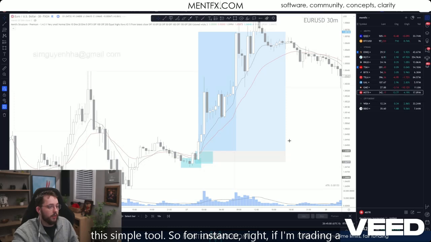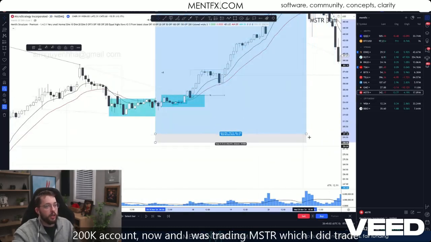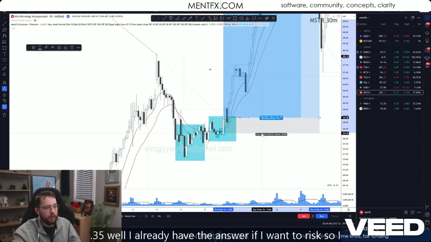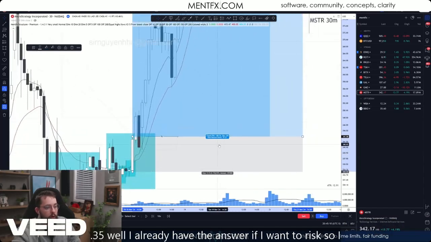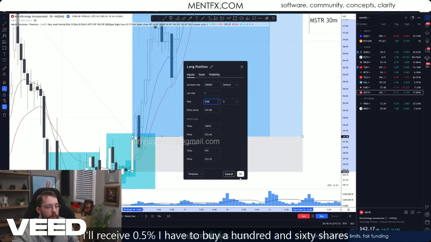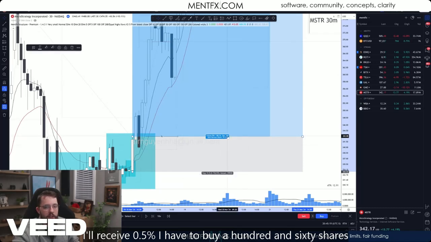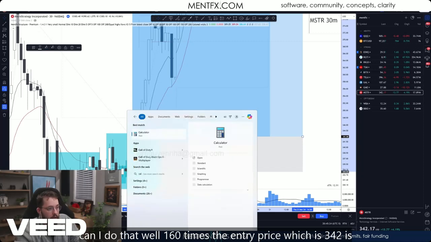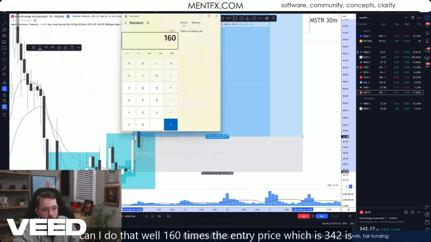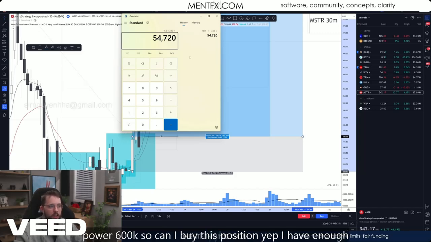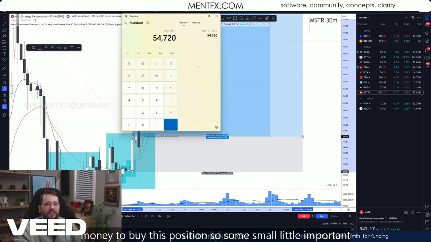So for instance, if I'm trading a 200K account now, and I was trading MSTR, which I did trade, and I entered this trade right here with a stop of 9.35, well, I already have the answer. I usually risk 0.5% on my trades. If I have a 300K account and I want to risk 0.5%, I have to buy 160 shares. That's it. And can I do that? Well, 160 times the entry price, which is 342, is 54,000. And how much money do I have? 300K. What's my buying power? 600K. So can I buy this position? Yep. I have enough money to buy this position.